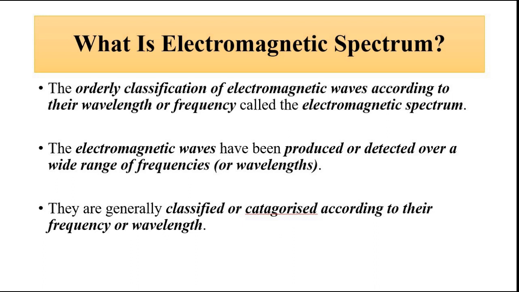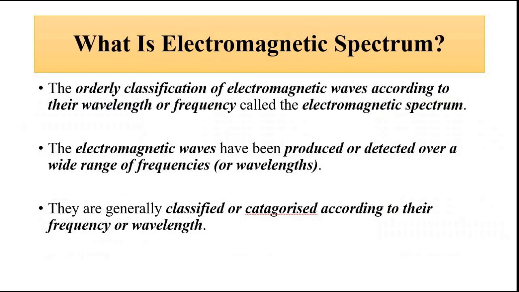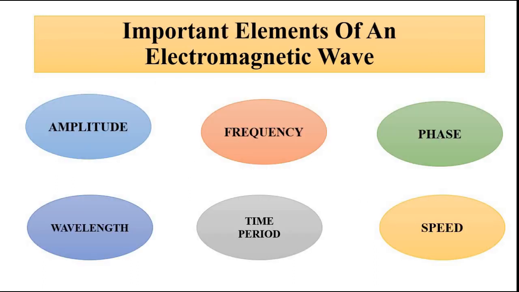So first things first, the electromagnetic spectrum is basically the categorization or classification of the whole range of electromagnetic waves on the basis of their frequency or wavelength. We discussed the important elements of an electromagnetic wave, that is amplitude, frequency, phase, wavelength, time period, speed, and their interrelationship, in the previous video, you can watch it. So basically, the electromagnetic spectrum is the orderly arrangement of electromagnetic waves on the basis of the two important properties, frequency and wavelength, which are interrelated with time period, speed, and so on.